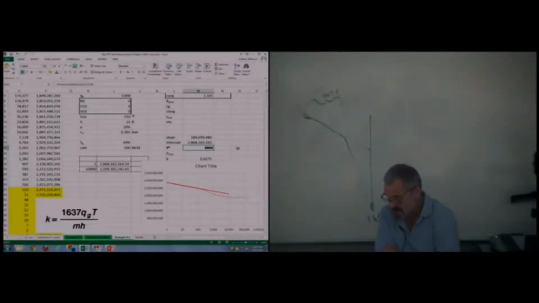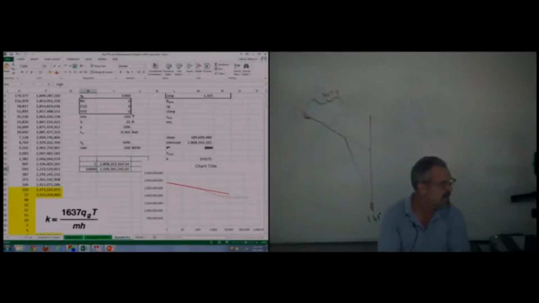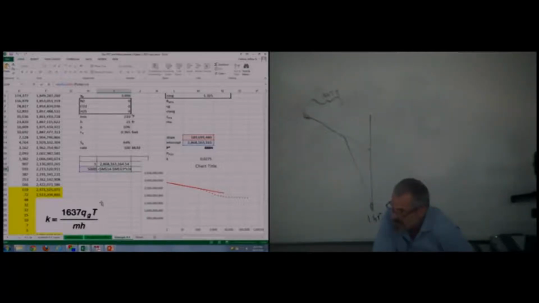How did you get that number, the big number next to it? This is just y equals mx plus b. Okay, I missed that. You need to know y equals mx plus b to be in graduate school. Yeah, I just didn't know how you calculated it.